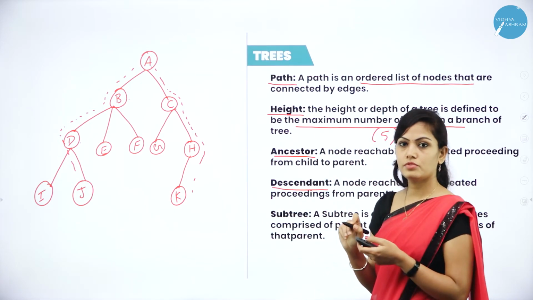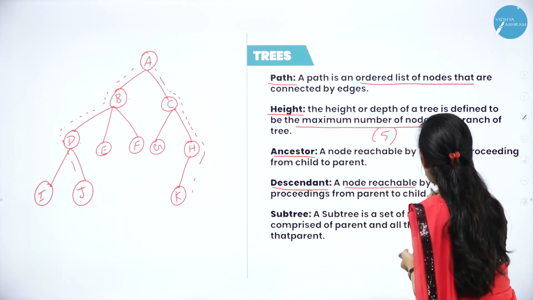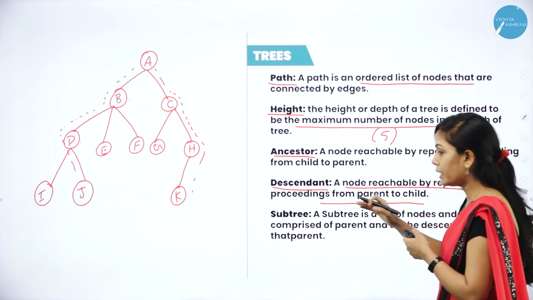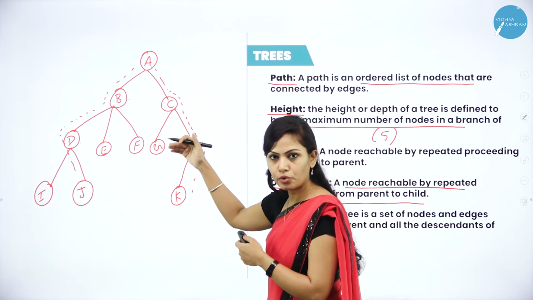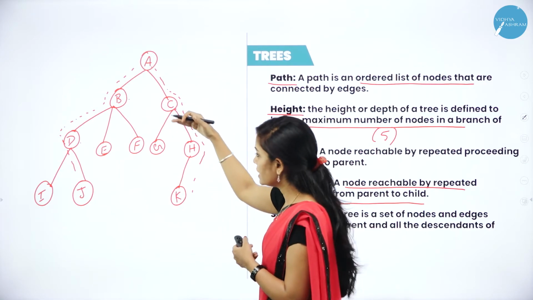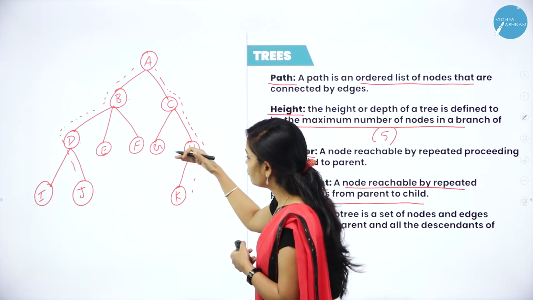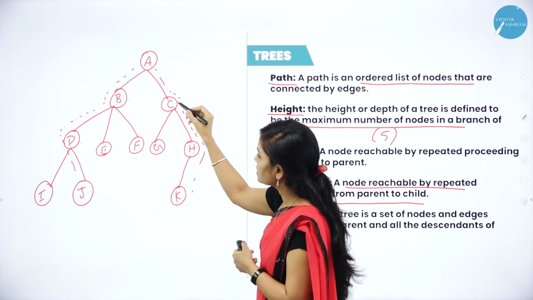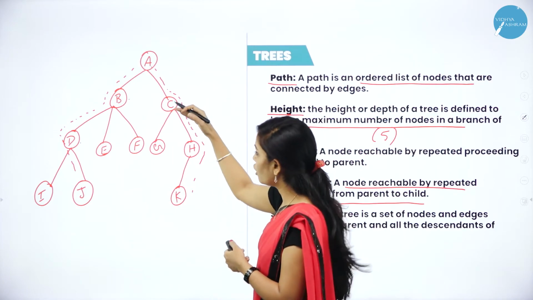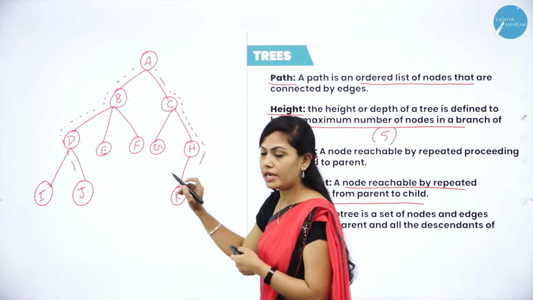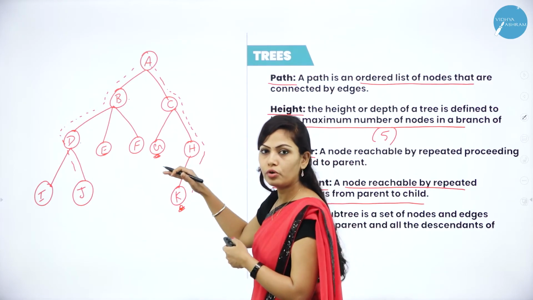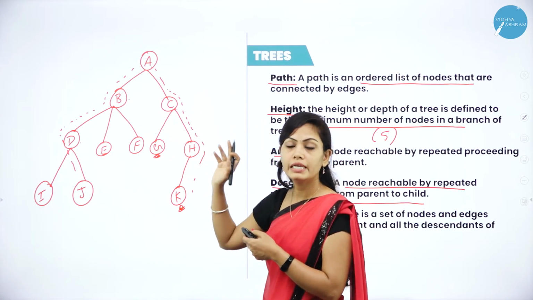And descendant. So, what is descendant? Descendant means a node reachable by repeated proceedings from parent to child. Any successor node on the path from that node to a leaf node, we can call it a descendant. Example, what is the descendant of C? That is G, H and K. Leaf node means it does not have any child. So any successor node on the path down to a leaf node, we can call it a descendant node.